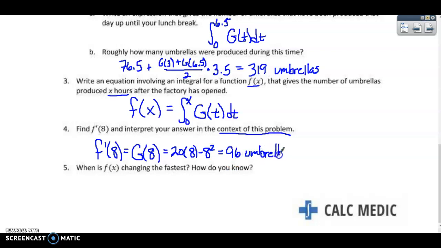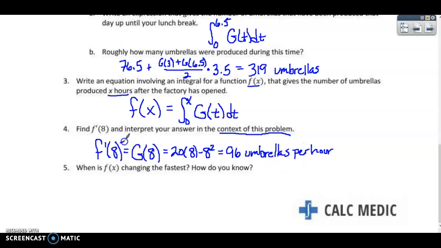But what are my units? It's not 96 umbrellas, because we're looking at the rate of change here, which is umbrellas per hour. So we're producing at 8 hours after we've been open. So I guess that's 4 p.m.? No, not 4 p.m., 2 p.m. It's 8 hours after we open. We open at 6 a.m., so this is 8 hours later. Our rate of increase in accumulation of umbrellas is 96 umbrellas per hour.